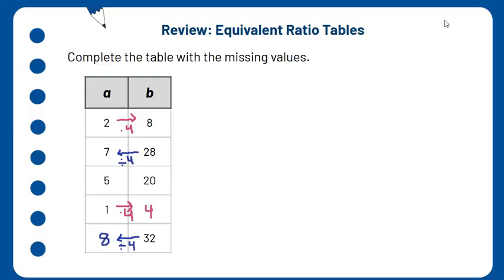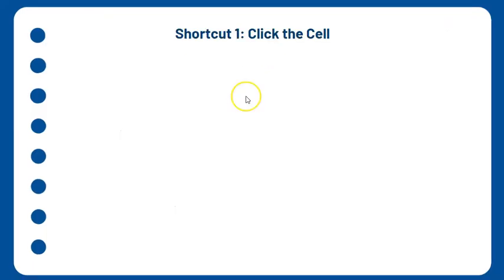A third strategy would be to use a scale factor and move from row to row. For example, if we look at 5 and 20 in this middle row, you can multiply each value by 1/2 to find 1 and 4 in this next row. Spreadsheets are a great space to create equivalent ratios and much more. Let's talk about some shortcuts we can use to make using spreadsheets easier.